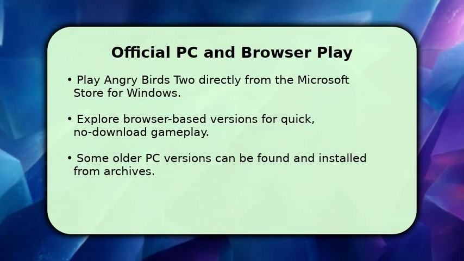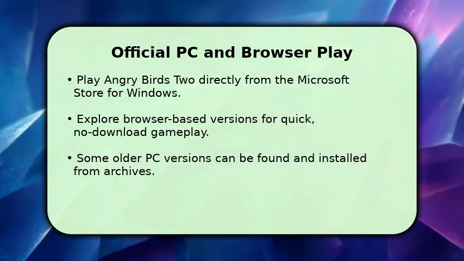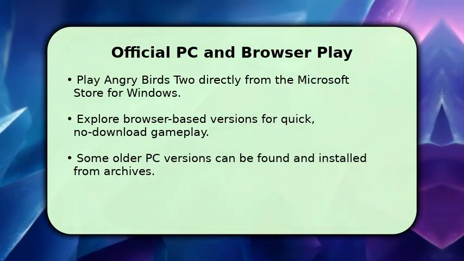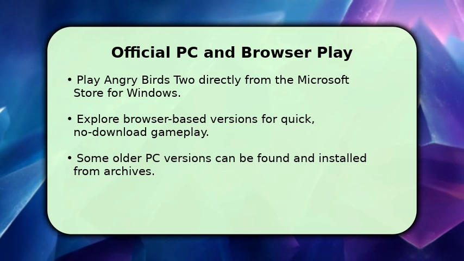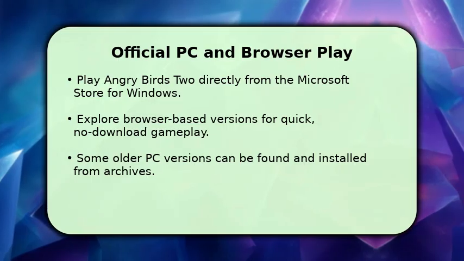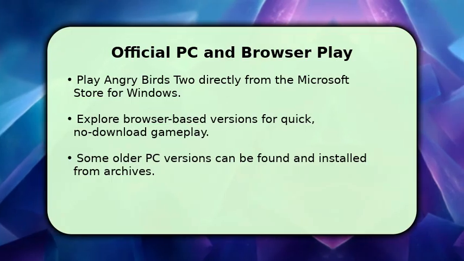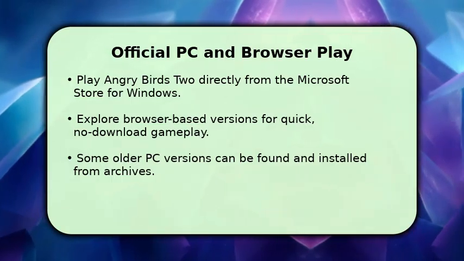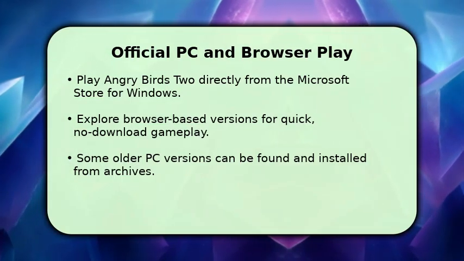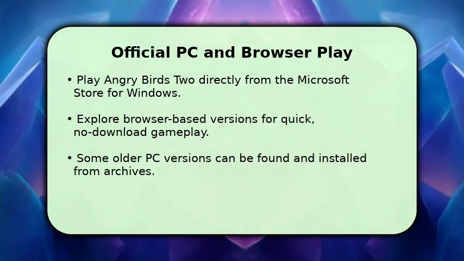Beyond emulators, you can find Angry Birds 2 available directly on the Microsoft Store for Windows, offering a native PC experience. Additionally, some browser-based versions exist, providing a quick way to play without any downloads. For those seeking nostalgic titles, certain older PC versions of Angry Birds games can sometimes be located and installed from online archives, though availability may vary.